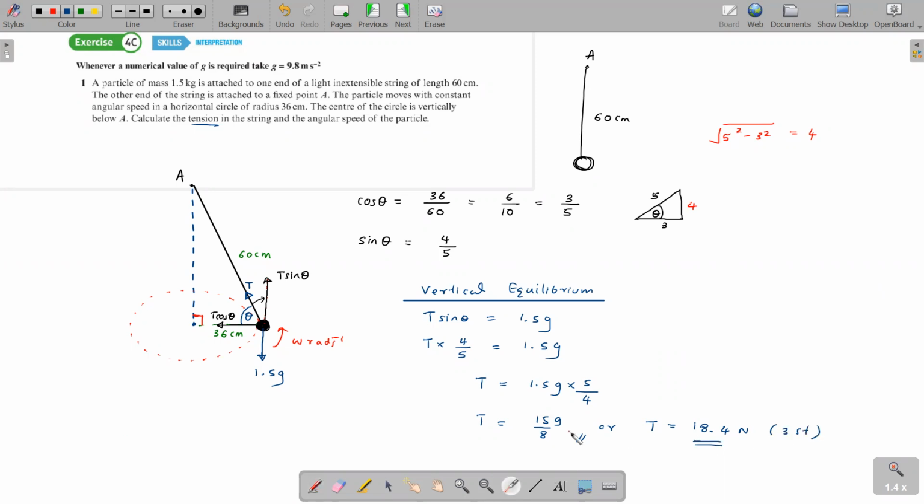Okay, so in the exam, they might ask you to find exact values. Sometimes they might ask you, if you input the g value, you should give the answer to 3 SF. So both of these forms are okay.